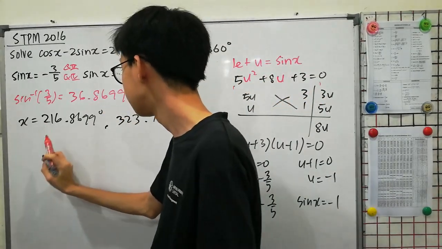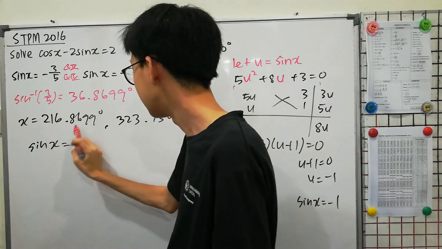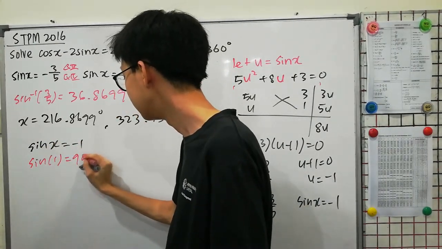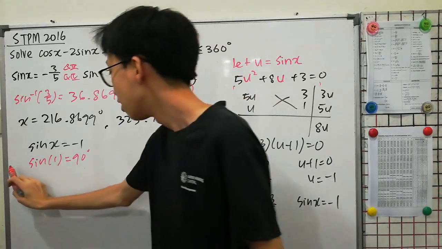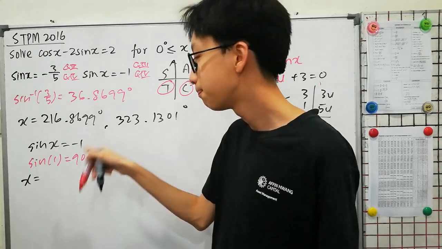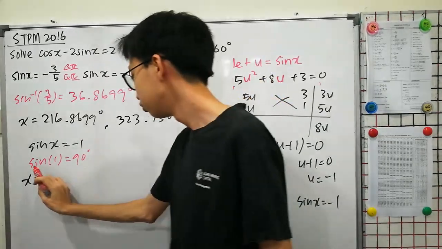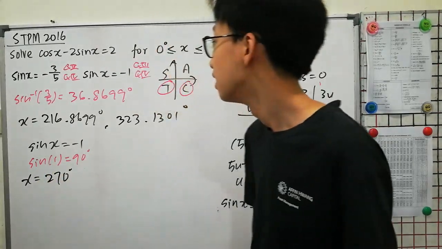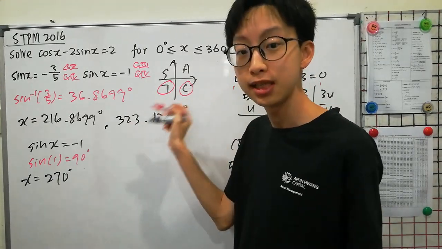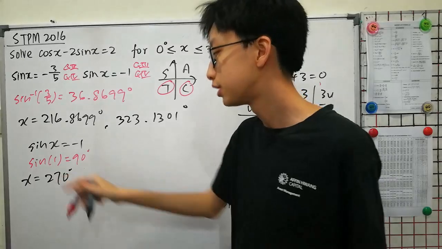Then what about this one? When sin x equals negative 1, we know that the arc sine of 1 is 90 degrees. So, when it is in quadrant 3, x will be 180 plus 90, which is 270 degrees. When x is in quadrant 4, it will be 360 minus 90, which is still 270.